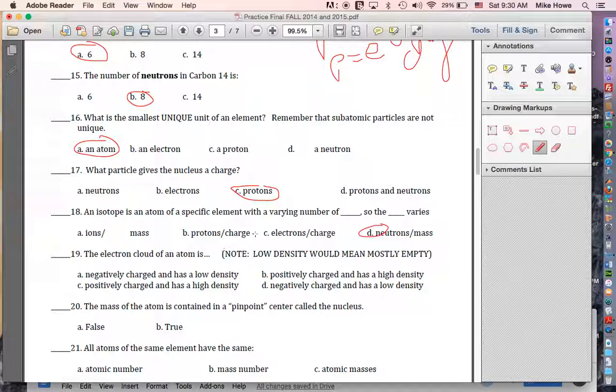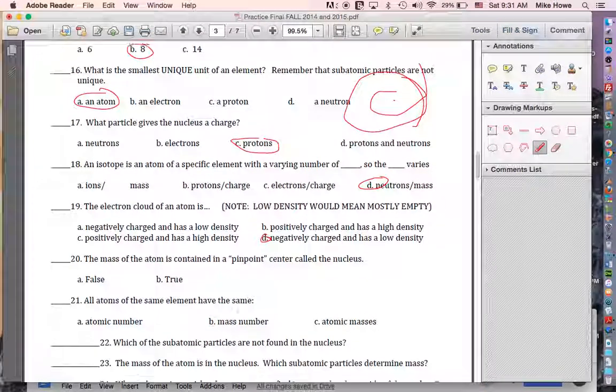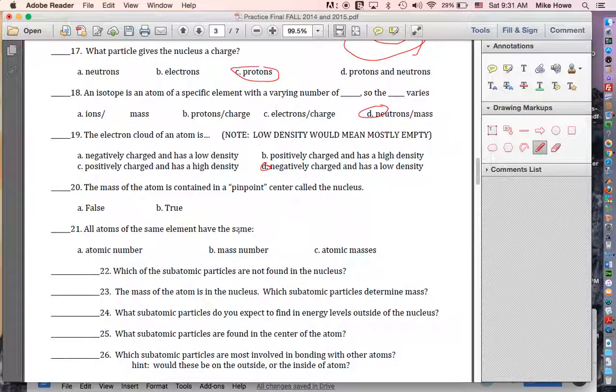The electron, in an atom, remember you have a little nucleus here in the middle, and the electrons around the nucleus. There's lots of empty space out here. All of the mass is in the nucleus. So we would say the electron cloud, this area out here, is negative and very low in density. The mass of the atom is in a pinpoint. I just told you that was true. That's where the nucleus is.